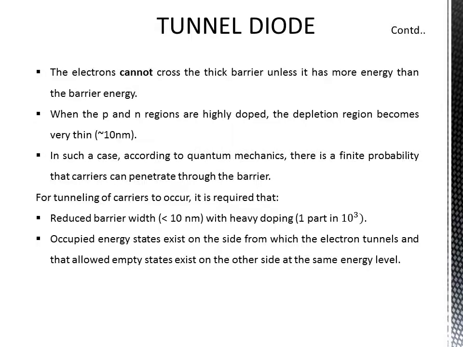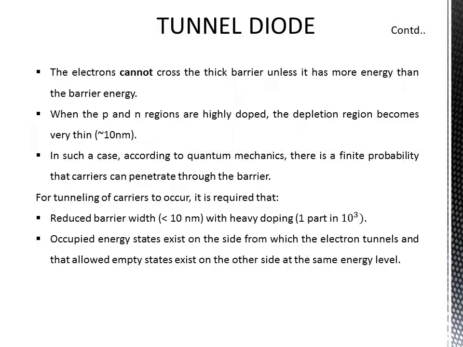In normal PN junction diodes, the width of the depletion region is thicker. That's why the carriers cannot cross the thicker barrier unless they are supplied with a sufficient bias voltage. But in tunnel diodes, which are heavily doped PN junction diodes, the depletion region width becomes very narrow, that is, less than 10 nanometers.